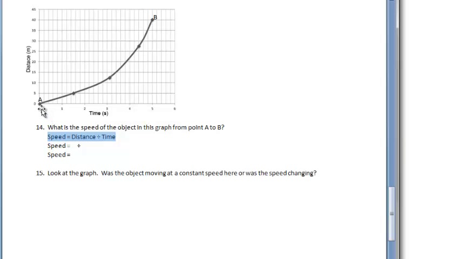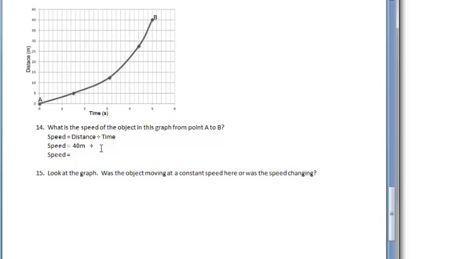When I look at point A, I need to figure out the distance for point A and the distance for point B to figure out what the distance in the problem should be. How much did the graph rise from point A to point B? You should have said 40 meters. It started at 0 and went up to 40. That means that there's 40 meters that have been traveled.